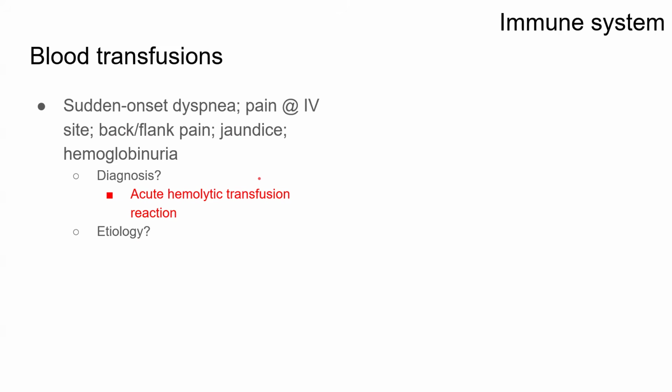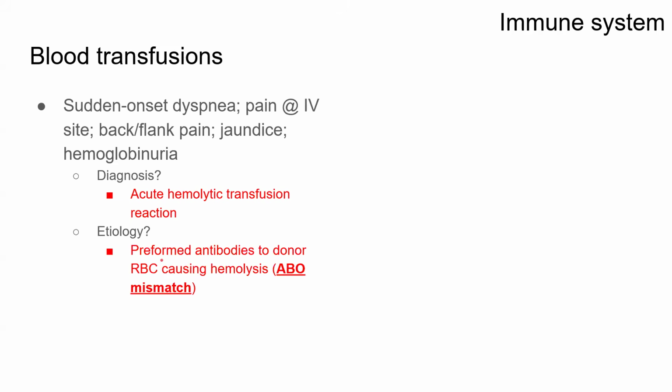You'll also probably need to know the etiology of these different types of blood transfusions. Like, it might not say what's the diagnosis. The question might ask you, what is the etiology? So in this case, it is preformed antibodies to donor red blood cells causing hemolysis. So this is really where you get into the territory of ABO mismatch, or like the clerical error, where someone who is type A gets like type B blood or something like that.